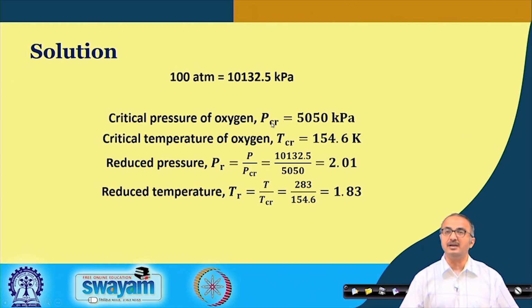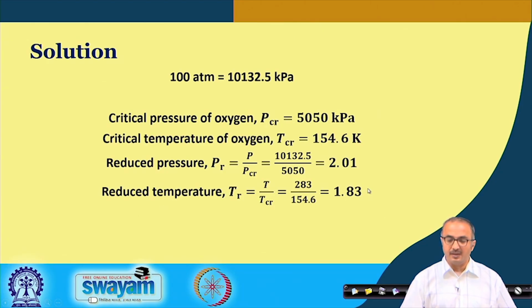To determine the value of Z, we need the reduced pressure and reduced temperature. For that we need to know the critical pressure and critical temperature of oxygen, and here you see the values. This is 5050 kilopascal, which is about 50 bar. This is the critical pressure and this is the critical temperature of oxygen. Now, you find the reduced pressure by dividing the actual value by the critical value, and likewise the reduced temperature. Please mind that the reduced values do not have any units.